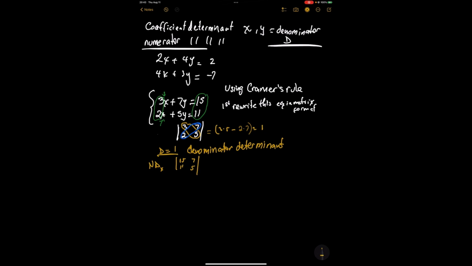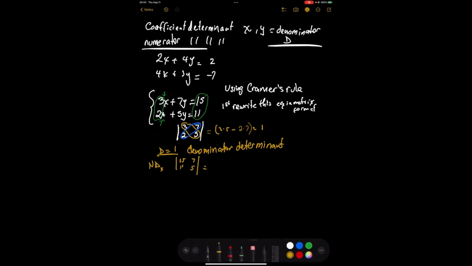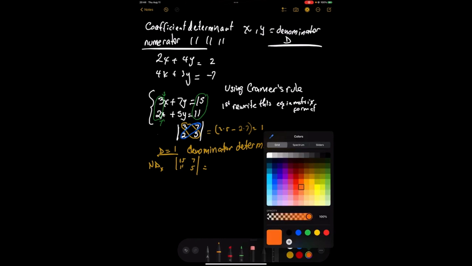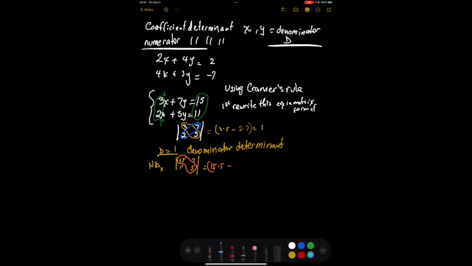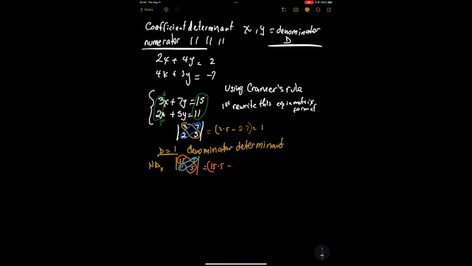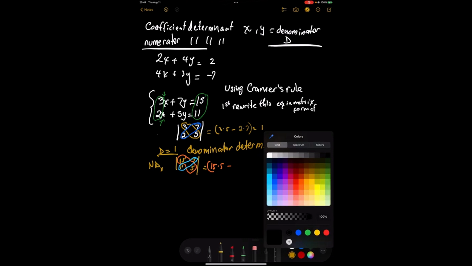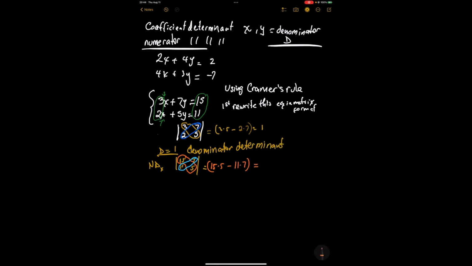So what does that mean? That means we're going to have 15 times 5 minus 7 times 11. What is 15 times 5? It is equal to 75. 11 times 7 is equal to 77. And what is 75 minus 77? It's negative 2. So that means the numerator determinant for x is equal to negative 2.